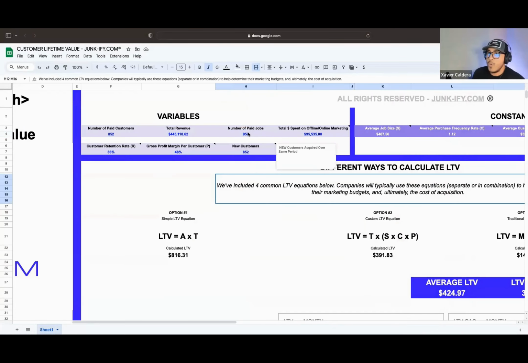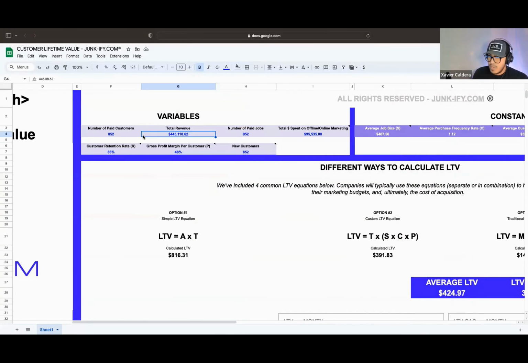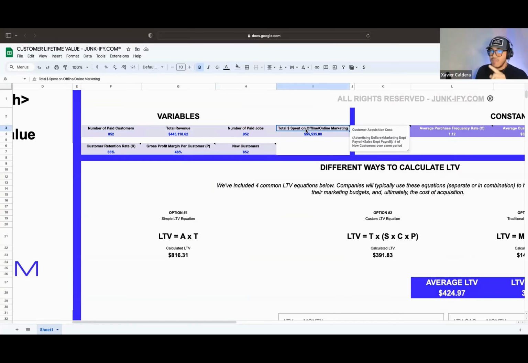Cool. So we have the number of paid jobs, the total revenue, and the paid customers. We defined those already. Let's get more specific: total spend on offline marketing and online marketing. Before diving into this topic, I want to say something. Why is it important to calculate LTV? Because if you don't have that metric, chances are you probably don't know if you are overspending on marketing, underspending, or not spending it properly.